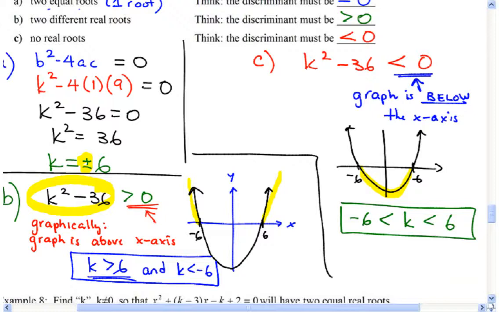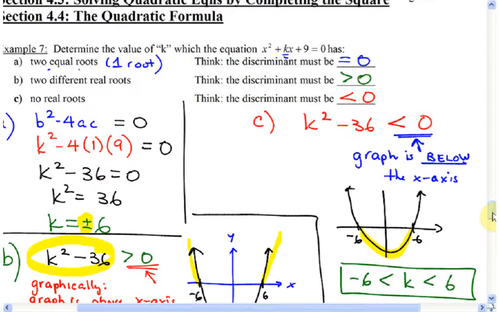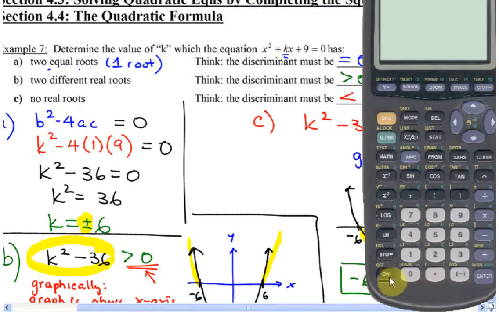So let's see if we can confirm our answer now. So let's do this together. Can someone suggest to me what they would like as the first equation? It would be x squared plus, now what do you want me to use for k? 6 or -6? 6, okay, we're in the festive mode, we'll be positive, good. X squared plus 6x plus 9.